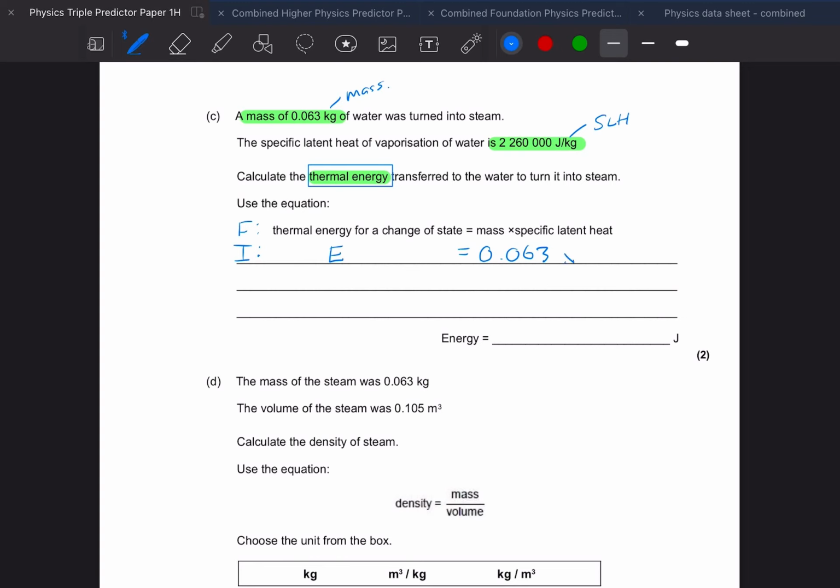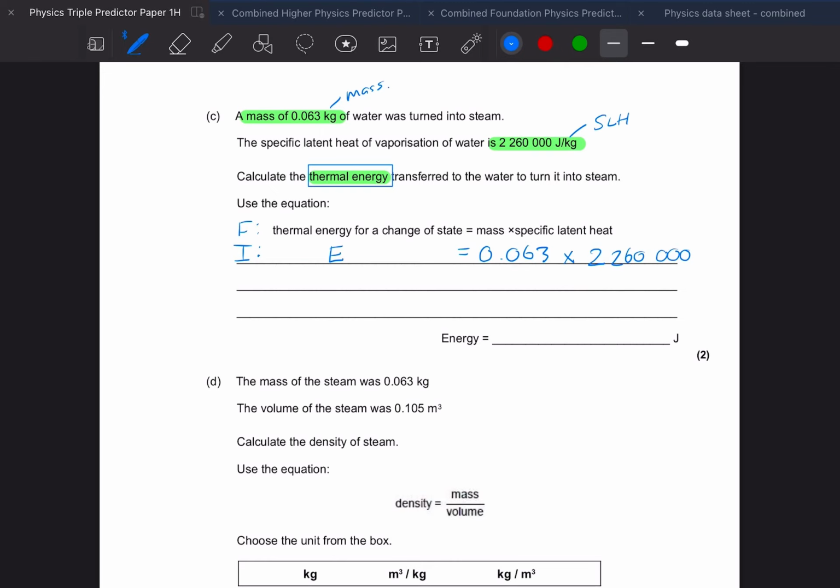I'm going to multiply that by the specific latent heat, which again is a big number, very easy to do this wrong, 2,260,000. So, read it back. E is equal to 0.063, yep, multiplied by 2,260,000. Okay.